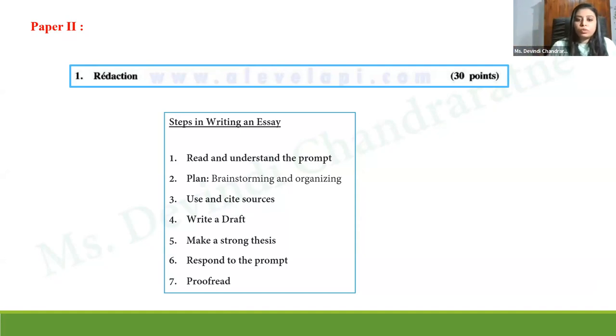And I'm going to suggest you also use and cite sources. Once you have brainstormed and organized your content, within the content you can recall the things that other persons have said, or things that you have quoted from important places. This person has said this thing. You can quote these things.